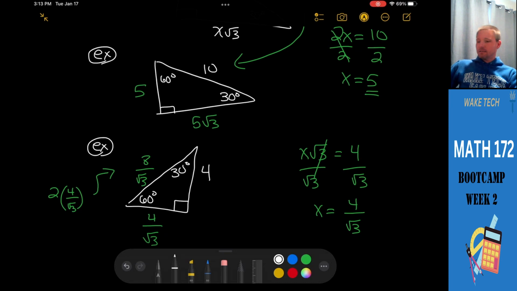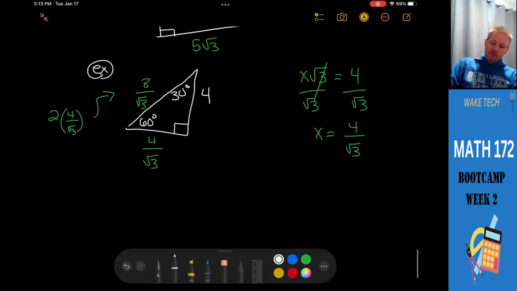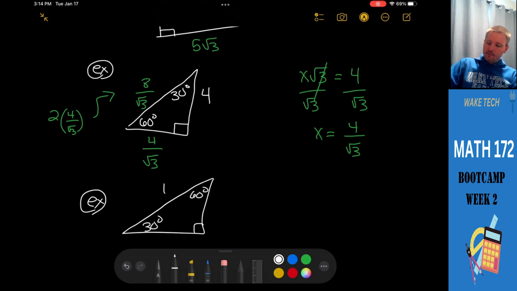So we're gonna do one more of these, the one version we haven't looked at yet. I'm gonna give you the length of the hypotenuse and ask you to label the missing sides. 30, 60, 90. The hypotenuse here, we're gonna put it as a 1.